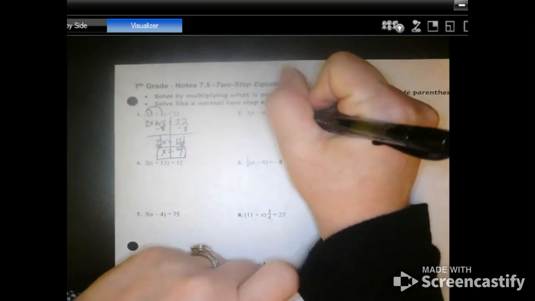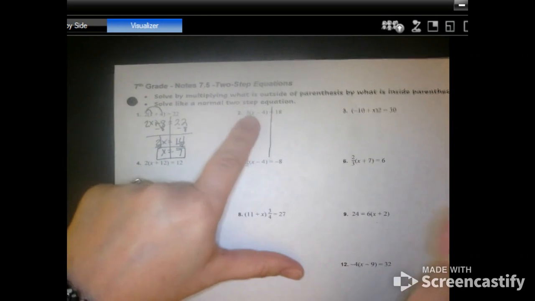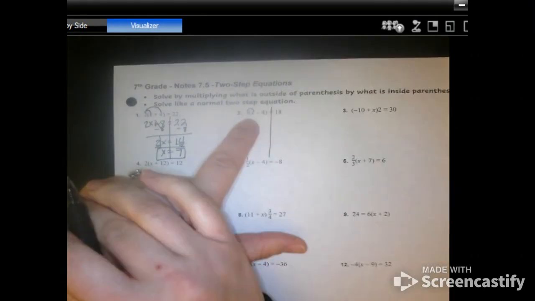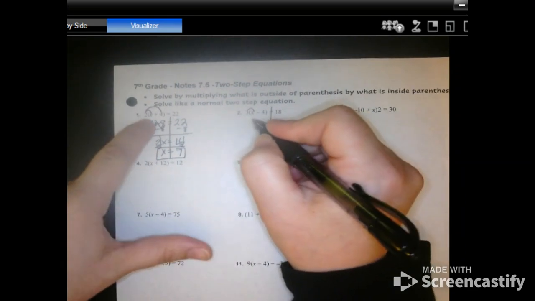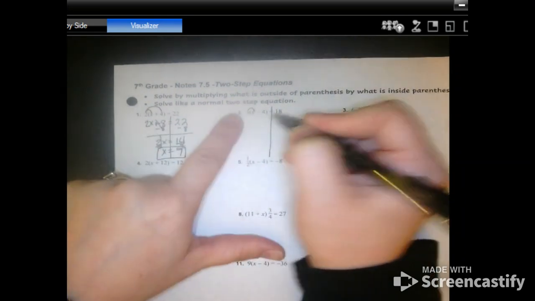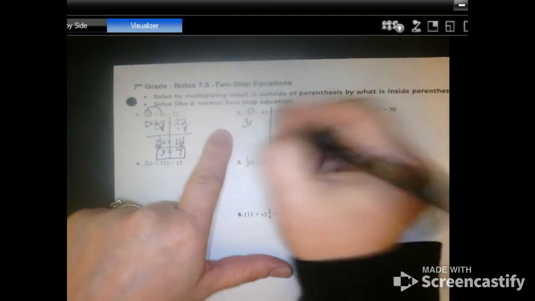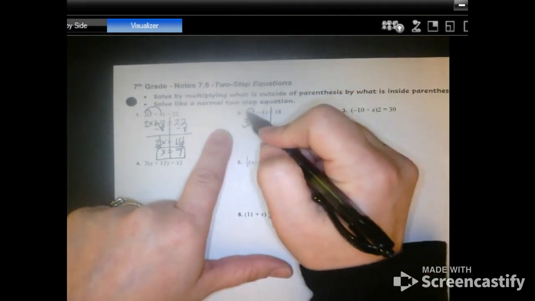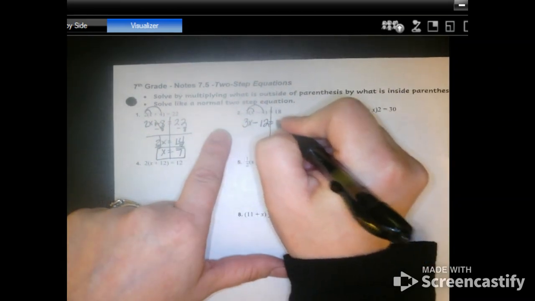So right here, I distribute my 3 to my x. Well, 3 times x. What was 2 times x? 2x. So 3 times x is 3x. It has a subtraction symbol. 3 times 4 is 12.